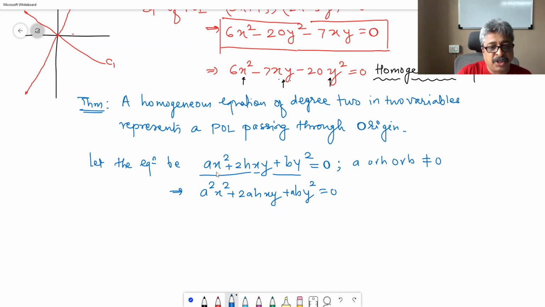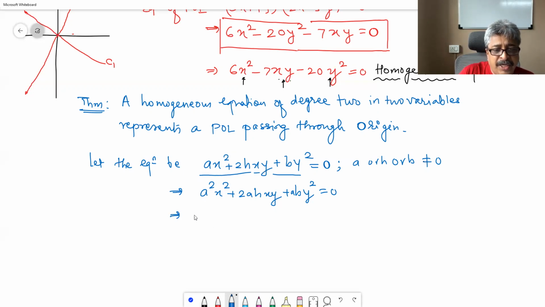Therefore, our first assumption is there exists a degree 2 equation in two variables. Suppose the most difficult or most general equation is this. If any one of them is 0 or any two of them are 0, then it is an easy situation. So we consider the most difficult. We multiply it by a because we wish to complete the square.